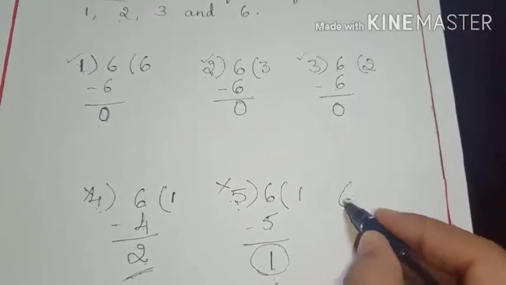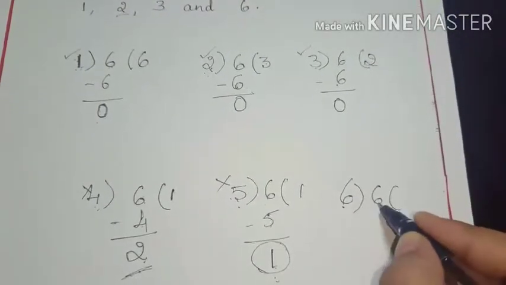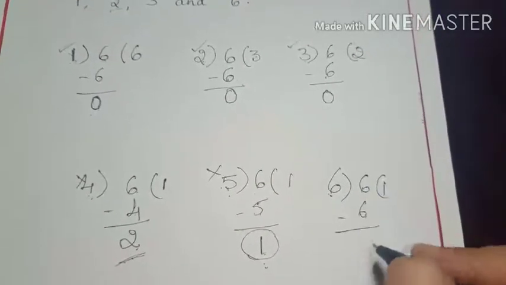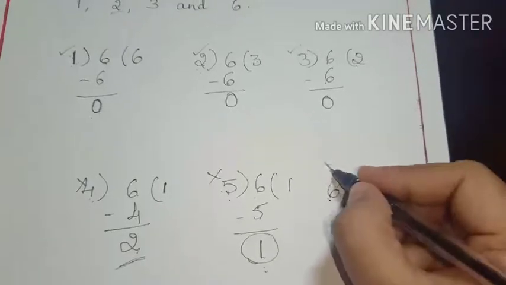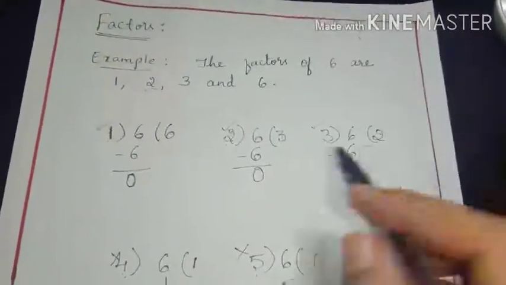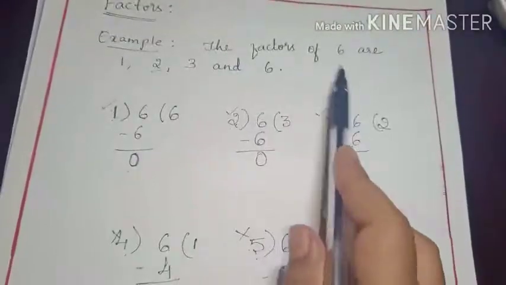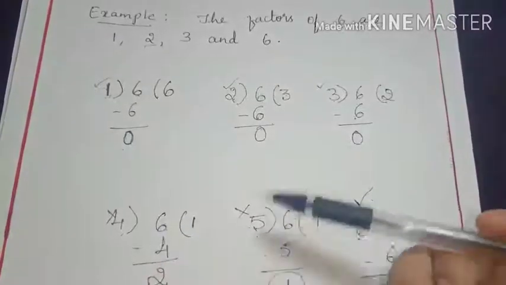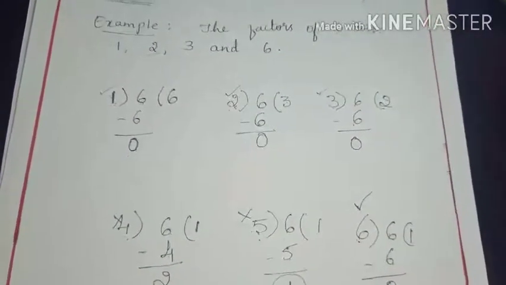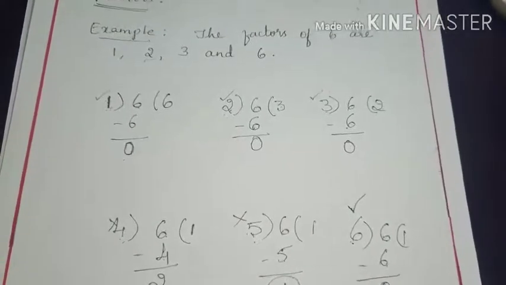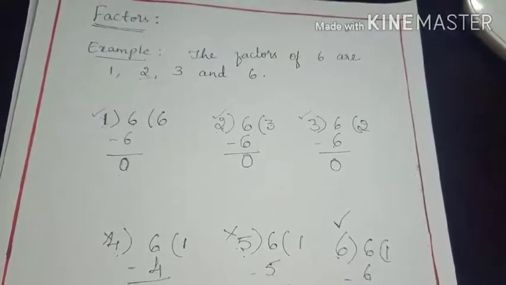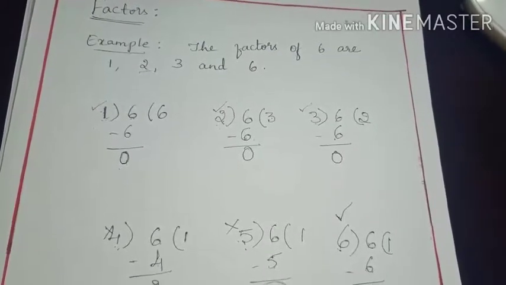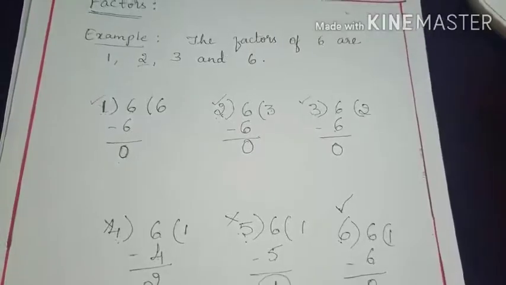Let us see with 6. Does 6 divide 6? Yes, 6 1s are 6. When you subtract, 6 minus 6 is 0. So 6 is also the factor. Can you see here? The factors of 6 are 1, 2, 3 and 6. 4 and 5 are not the factors. Did you understand? We will see some more examples of finding factors in exercise problems.